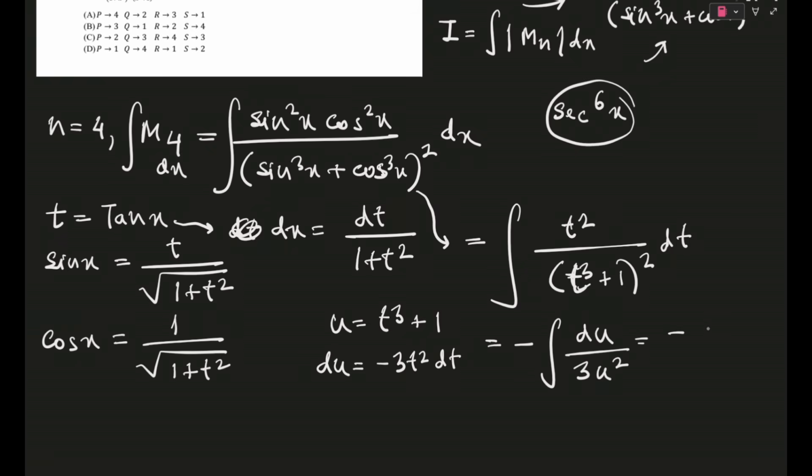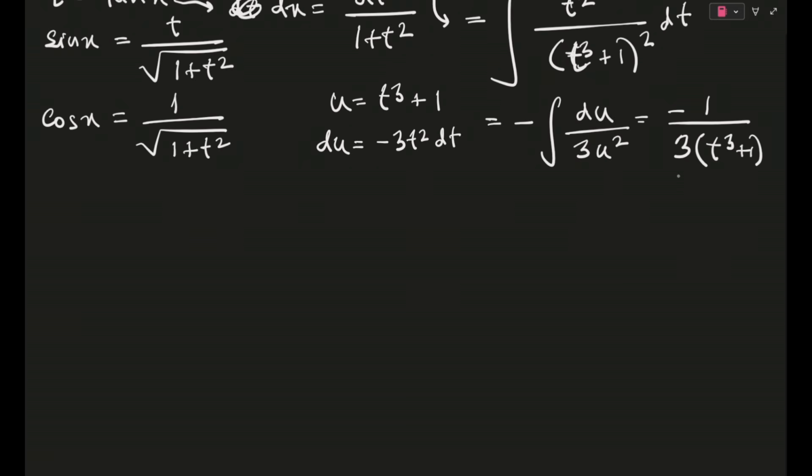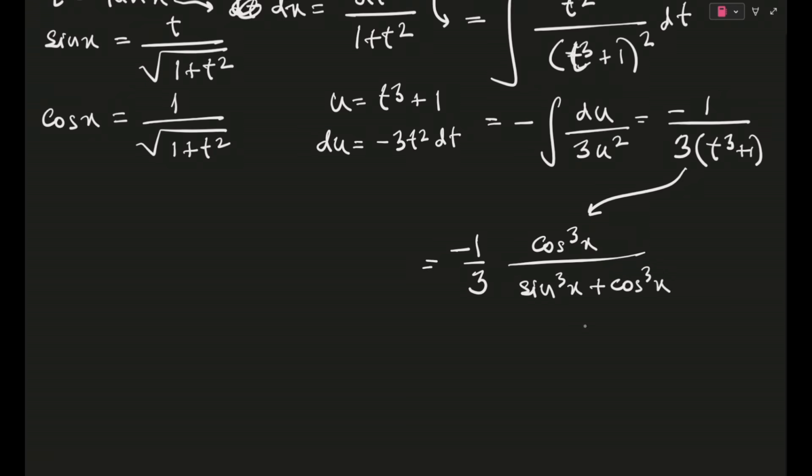which means you will have minus 1 by, I guess, this will be minus 1 by 3u. So 3u means 3 times t cube plus 1. Right. And after this, I will put an arrow. If you now substitute t equals tan cube x, then you will have tan cube here, right? So we will break tan cube into sine cube by cos cube. So it will become minus 1 by 3 cos cube x whole divided by sine cube x plus cos cube x.